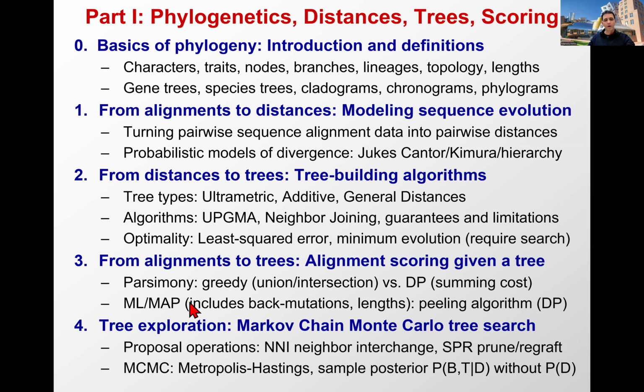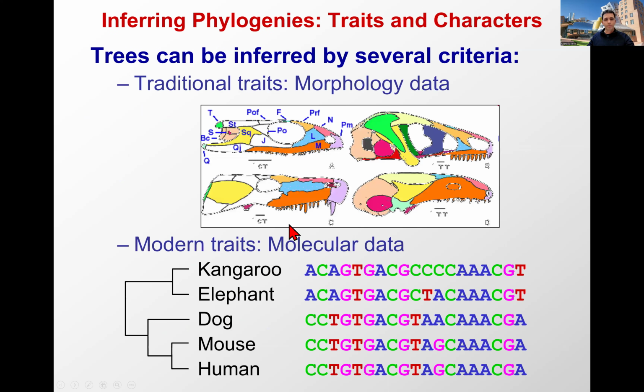And then we're going to see how, in fact, when we build trees from alignments, this is basically just alignment scoring given a tree, but then we have to actually iterate over trees, okay? Let me make this more concrete. But first, we're going to dive in, okay?